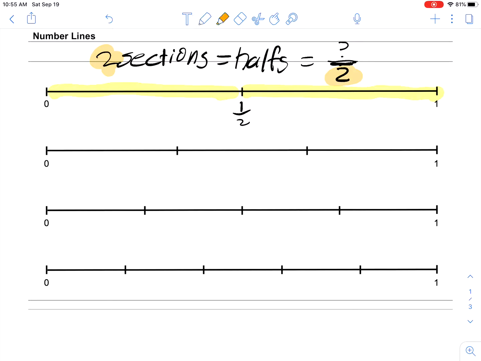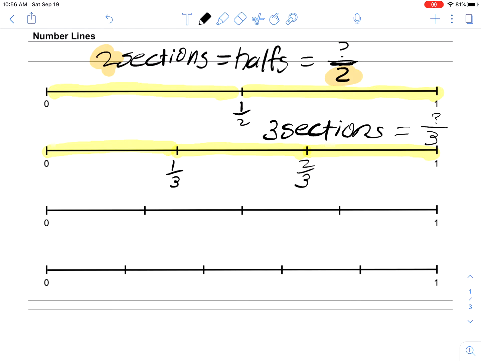Okay? Looking at my next number line, and maybe if you want, you can try to see if you can label it on your own. But here I have it split into 1, 2, 3 sections. That means that the number on the bottom of my fraction is always going to be a 3. Okay? So I have 0. Then I have 1/3, 2/3, and at the end I would have 3/3, but that's the same as 1 whole, so we would just write a 1 right there. We don't have to write 3/3. Okay?